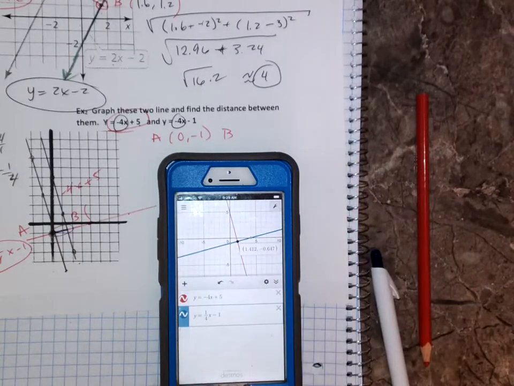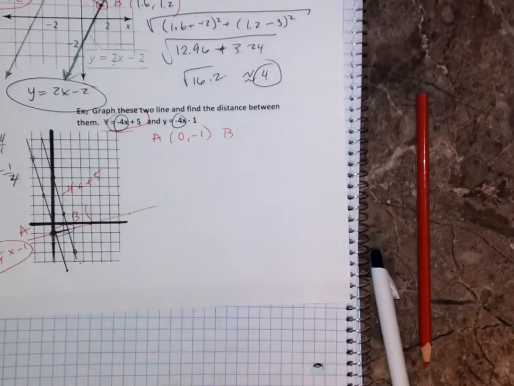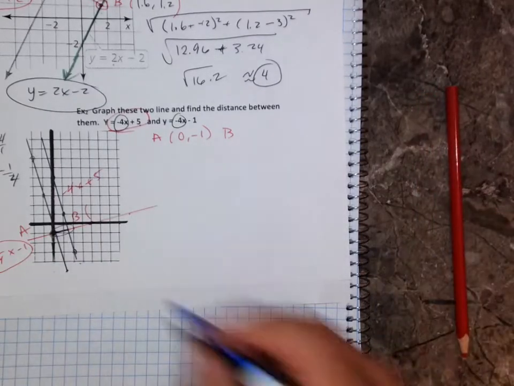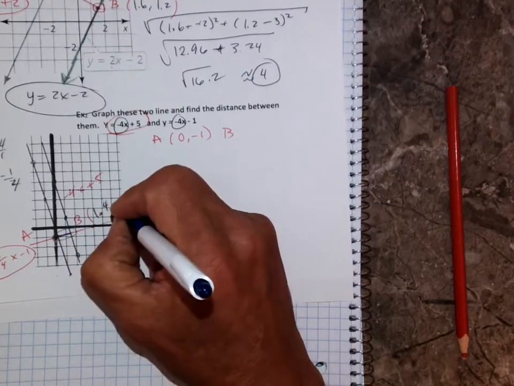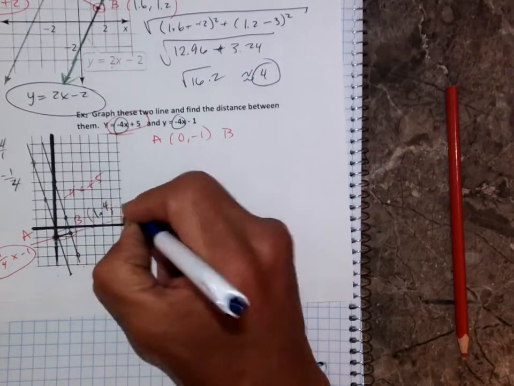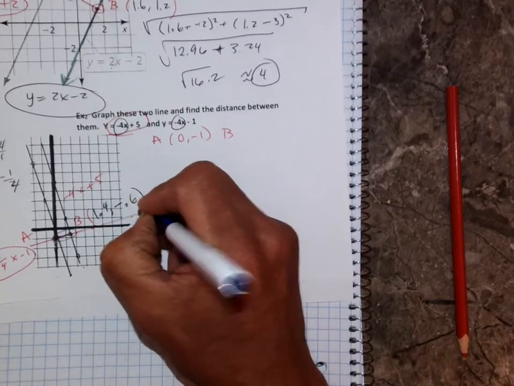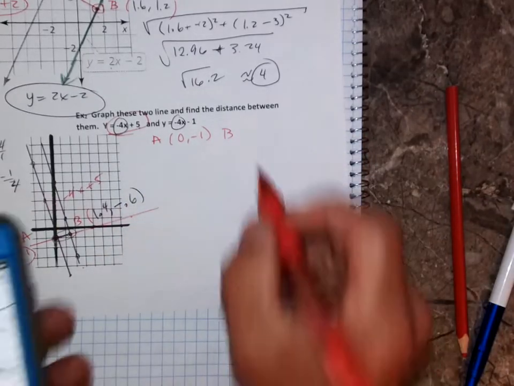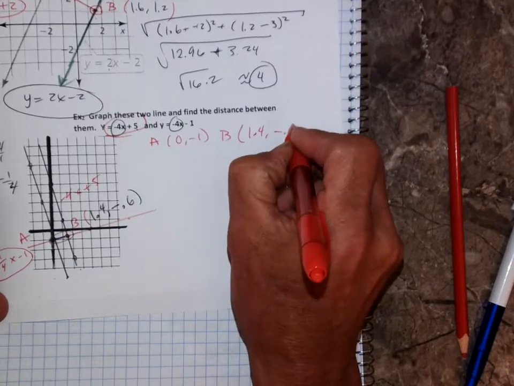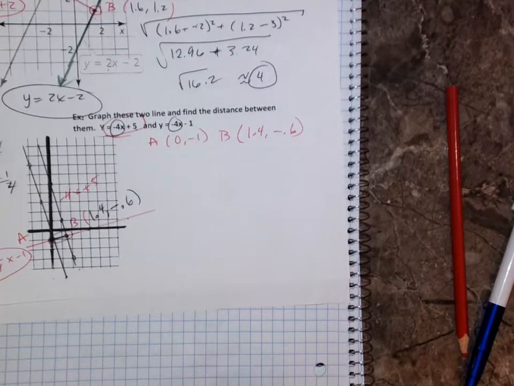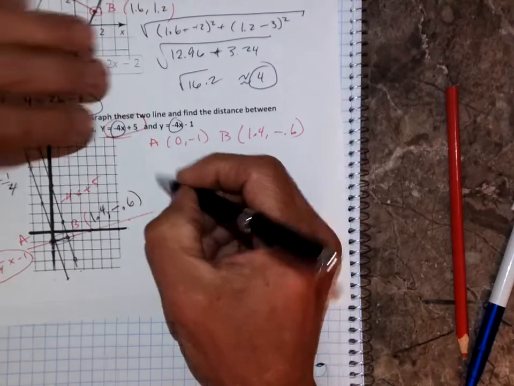Okay? Now, what I'm looking for is that point right there. Tap on it. And so it's about 1.4 and -0.6. So point B is 1.4 comma -0.6. Okay, let me write that up there. B is 1.4 comma -0.6.